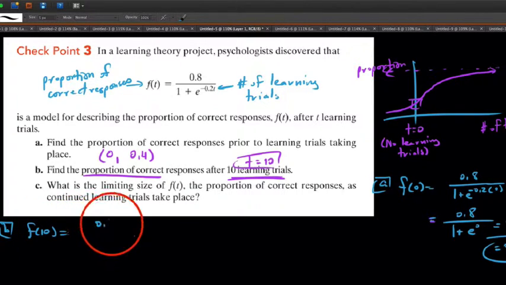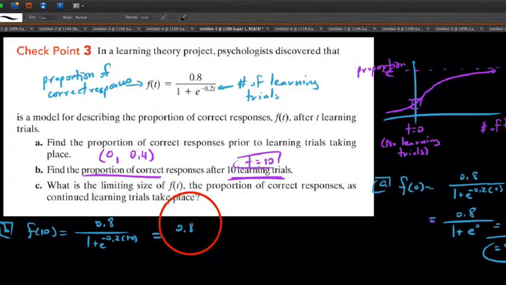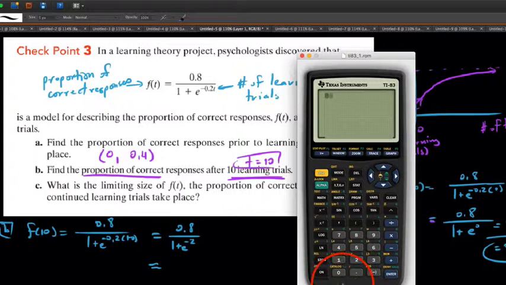This would be the same kind of idea, except this time we have 10 learning trials. So 1 plus e to the negative 0.2 times 10. And so we really get 0.8 all over 1 plus e to the negative 2 power. And so we'll get an approximate value on this one here. But let's go ahead and do that. We say 0.8, and we're going to divide by, all in parentheses, 1 plus now e to the negative 2. So we say e, we have to hit second ln, and we say the negative 2 power. We're going to end that parenthesis and also end the denominator parentheses. And we get about 0.7046.